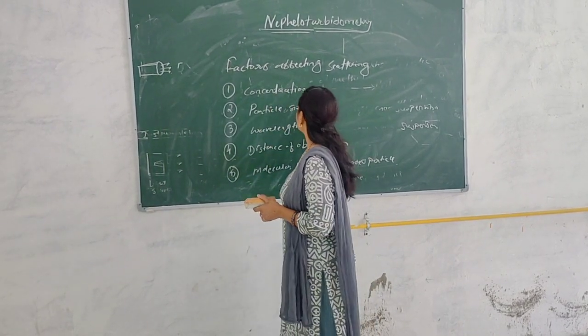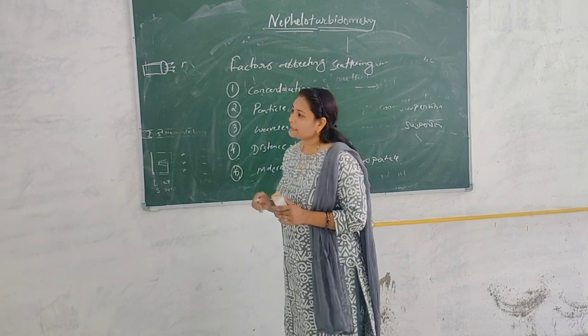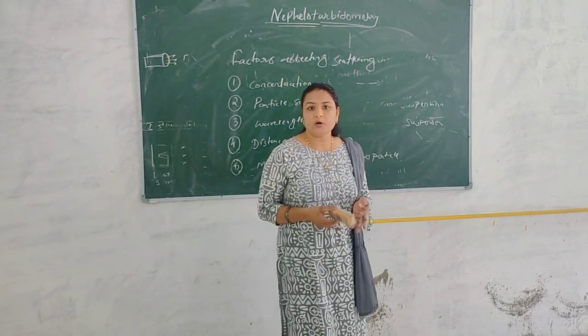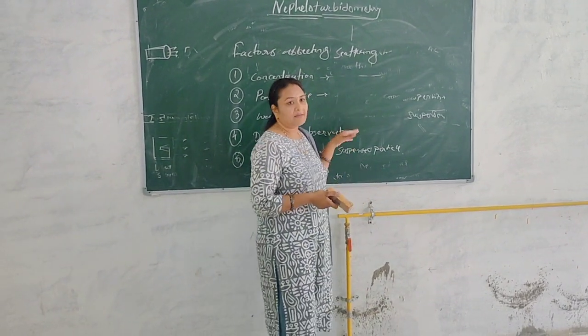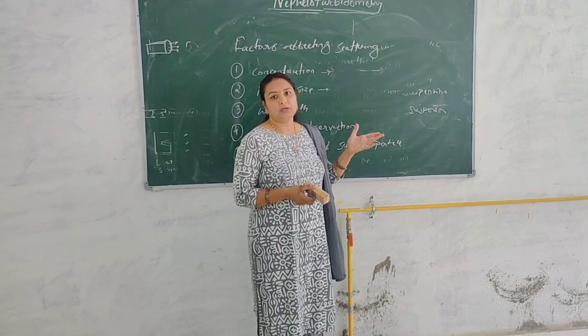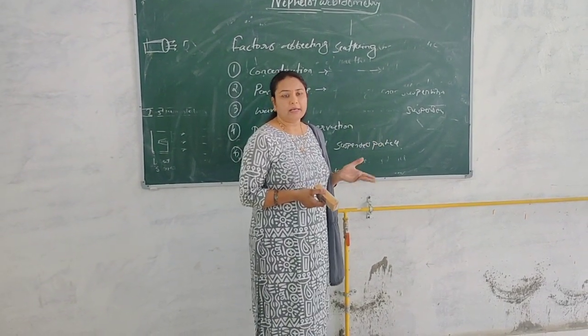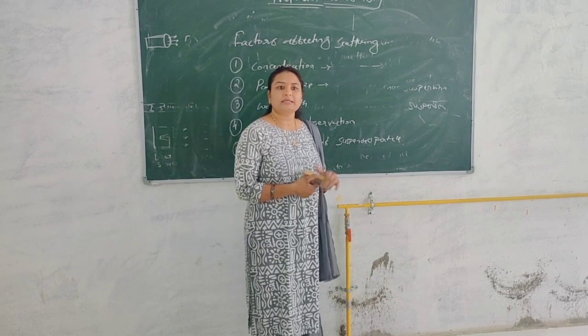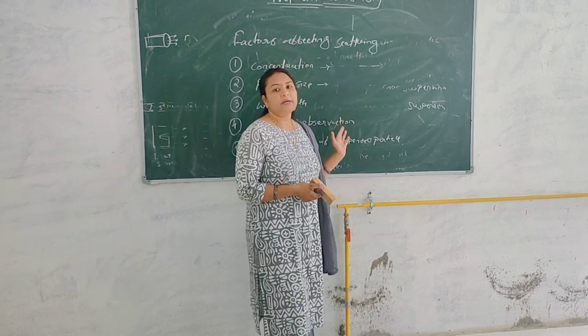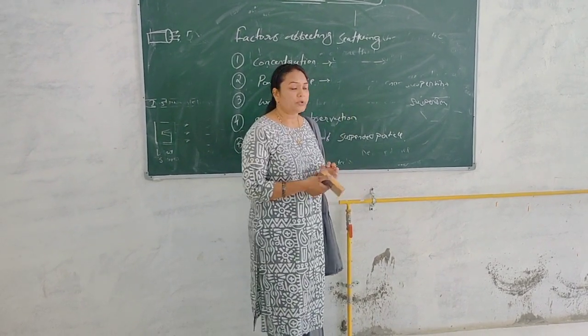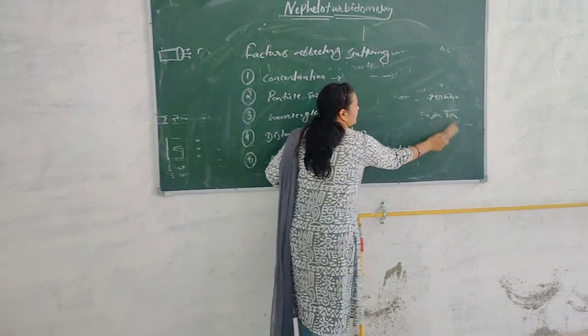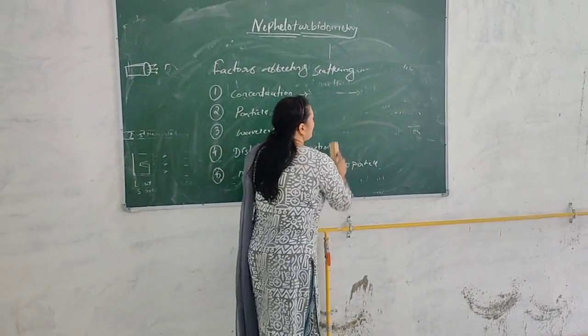So concentration: turbidity is directly proportional to the concentration of the sample. We have seen that a highly concentrated suspension is used for turbidimetry, and if the suspension has low concentration, we can use nephelometry. So turbidity is always directly proportional to concentration.